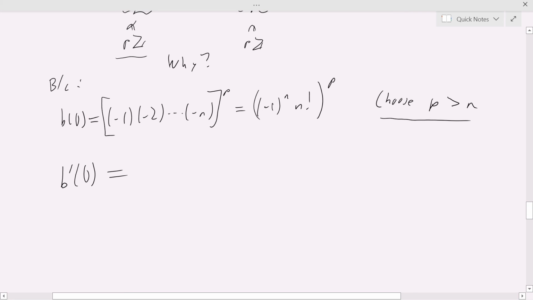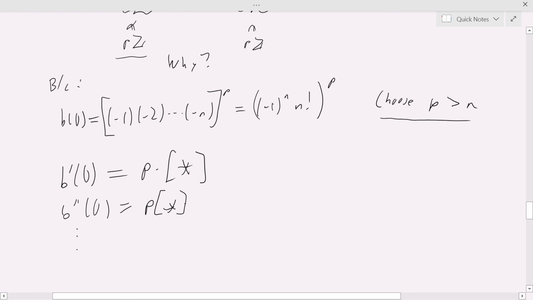But anyways, what we've just decided here is that b prime evaluated at 0 is going to be p times something. It'll be some integer, which we don't really know what it is, but we don't really care either, because it's some multiple of p. And so similarly, b double prime will be some multiple of p, and so forth.